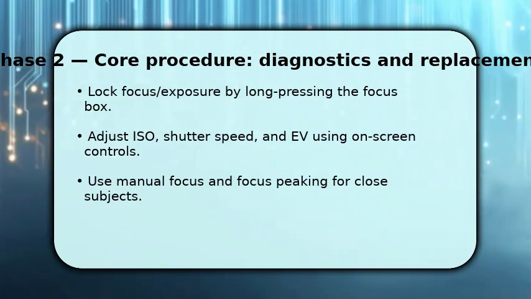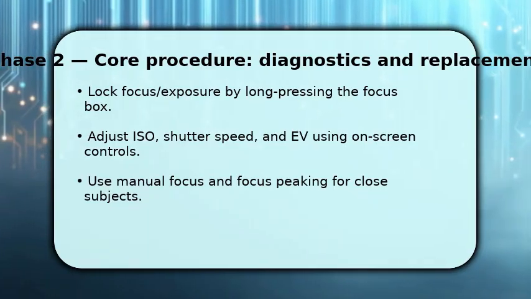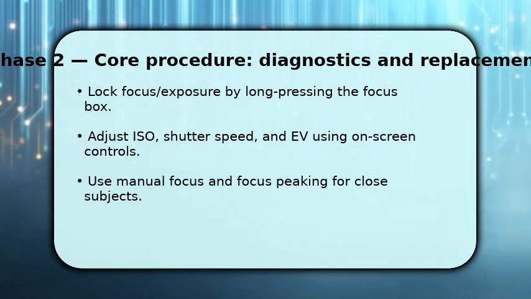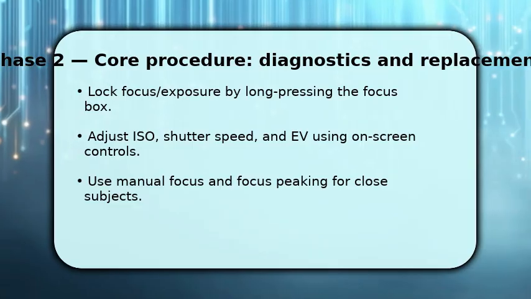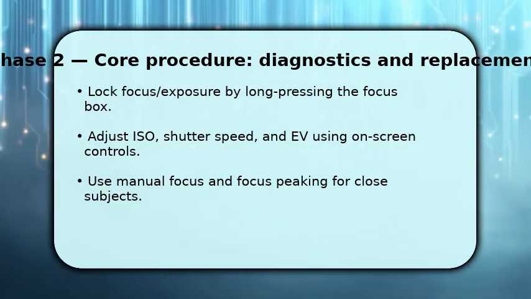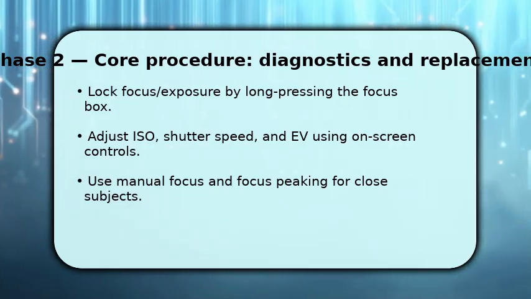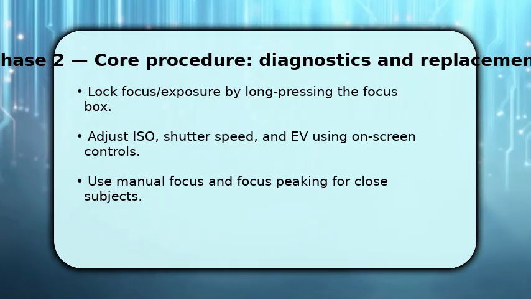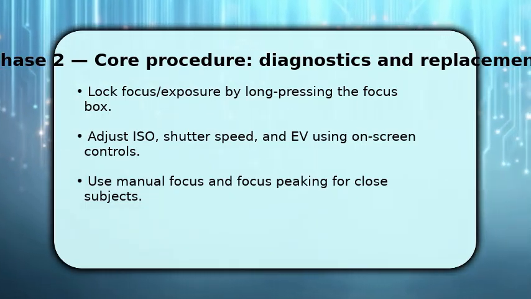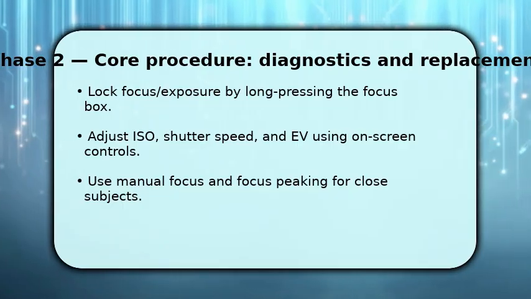Long press the focus box to lock focus and exposure. This keeps your settings steady for a recomposed shot. Then, make targeted changes. Lower ISO for cleaner images, lengthen shutter speed for motion blur, or tweak EV to avoid blown highlights. If conditions call for it, switch to manual focus and enable focus peaking.